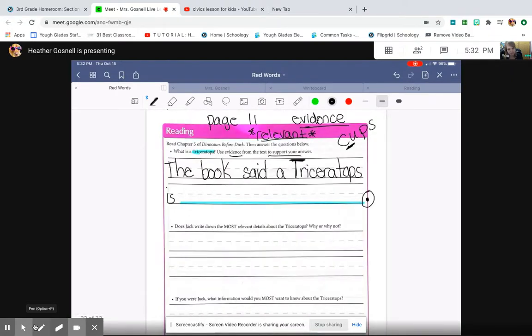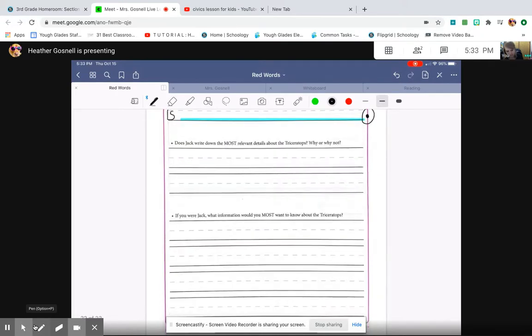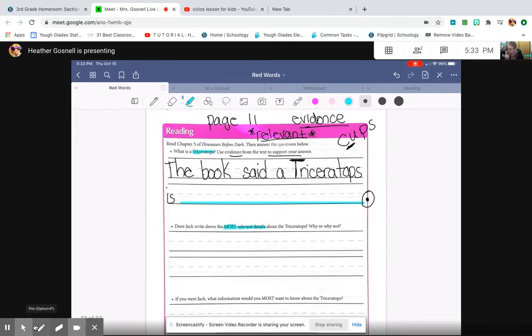Now, let's look at number two. Does Jack write down the most relevant, most is the key word there, relevant details about the Triceratops? Most relevant, remember we said relevant means it proves your point. It's relevant to the topic, okay? You're gonna think about that.